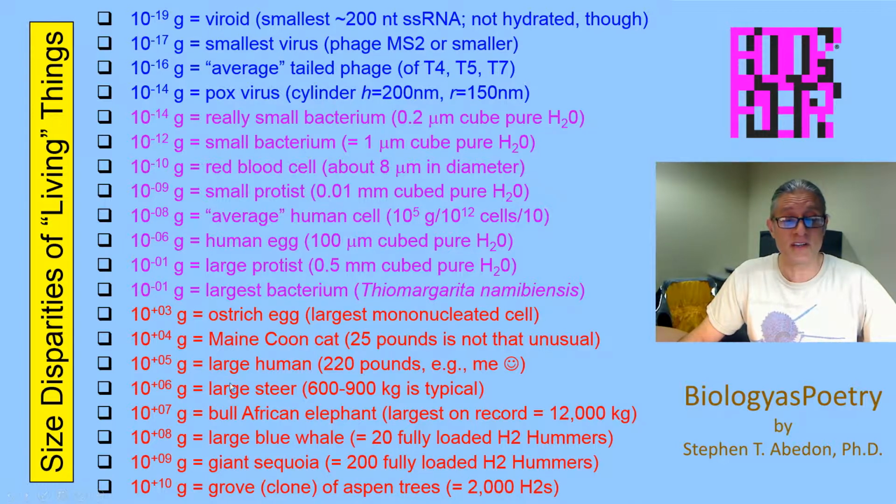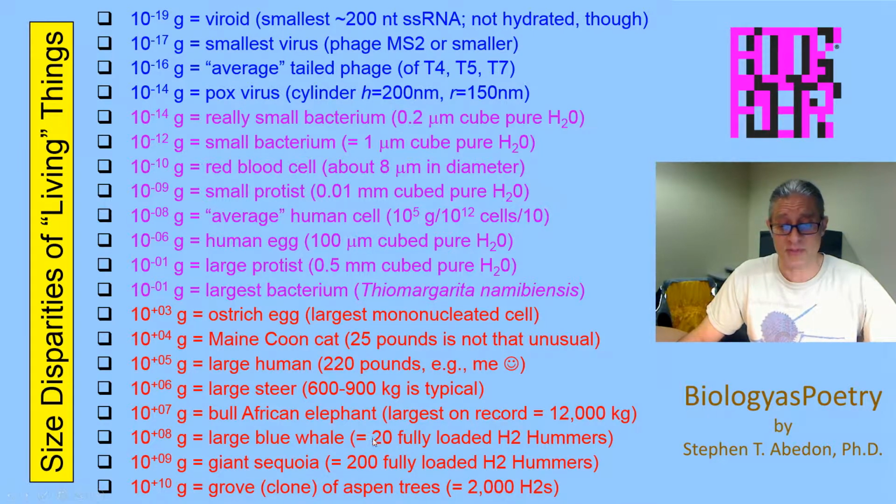A large steer is roughly 10 times larger than that, where you're talking about, for the largest ones, over 1,000 kilograms. A bull African elephant is 10-fold larger than that. Now we're talking on the order of 10,000 kilograms rather than 1,000 kilograms versus 100 kilograms for me, and 10 kilograms for a Maine Coon cat, and a kilogram for an ostrich egg. A blue whale is yet 10-fold larger than that. At this point, we're talking about 100,000 kilograms.